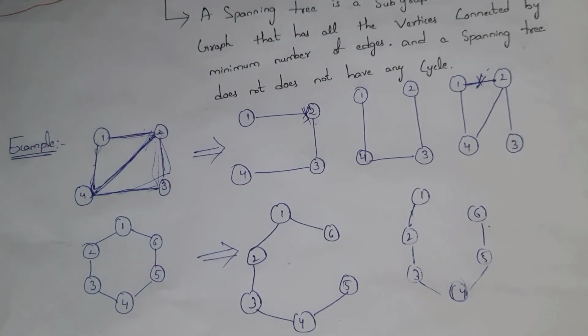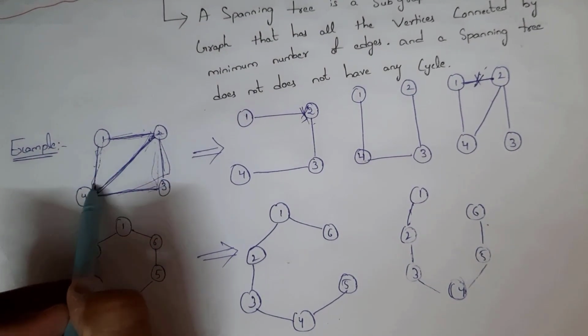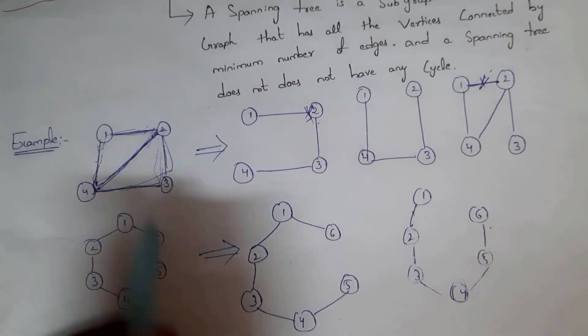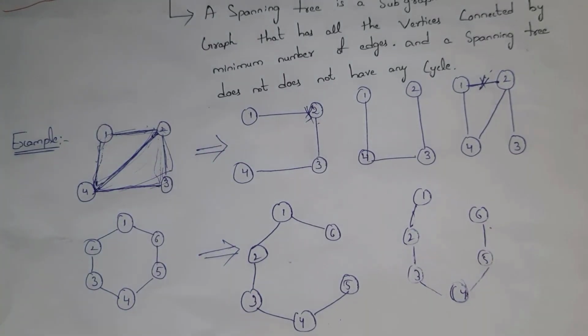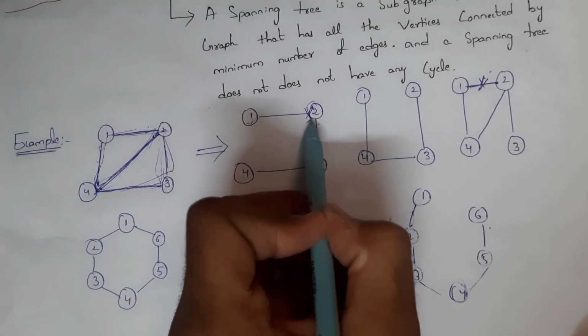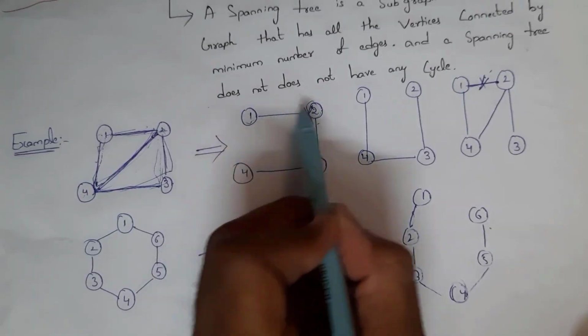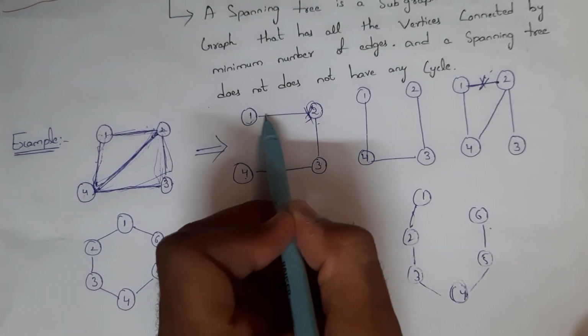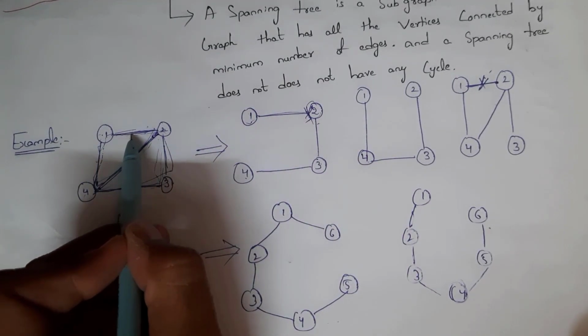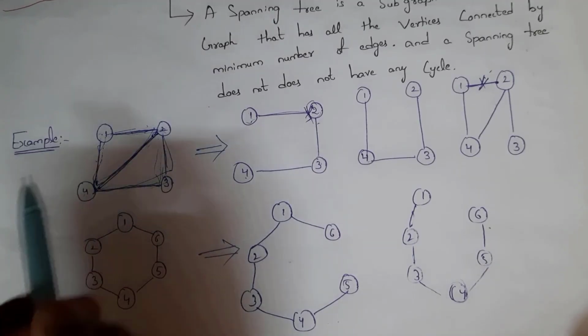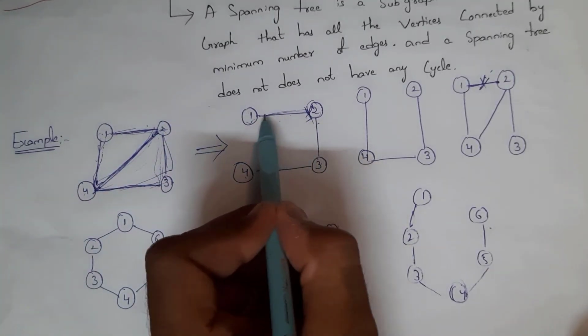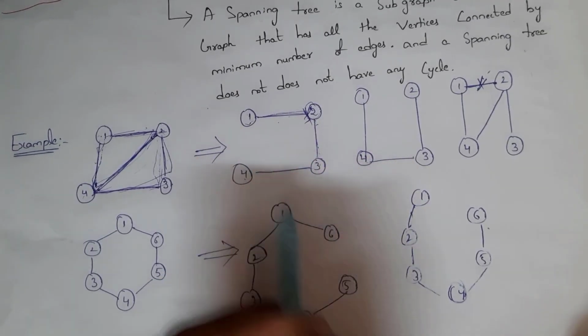This is one more example. This particular graph contains 2 cycles. One is this and another one is this. Now we need to find a spanning tree for this graph. A spanning tree is a subgraph that contains all vertices and a minimum number of edges. This contains all vertices. There are 4 vertices here: 1, 2, 3, 4. So this subgraph contains all vertices and a minimum number of edges. For this graph there are 5 edges in total, but this subgraph contains only 3 edges. So it must be minimum.